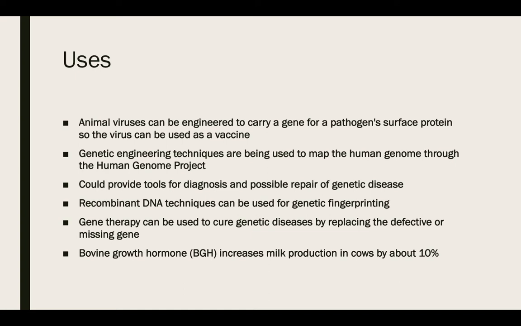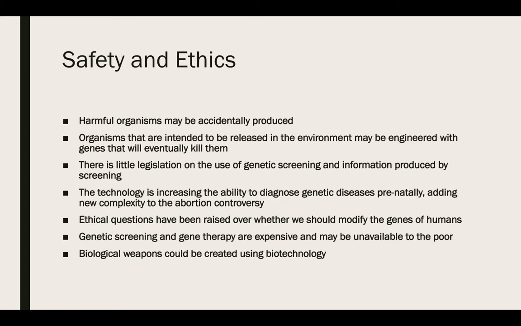Bovine growth hormone doesn't get used much anymore, but it increased milk production in cows by about 10%. There are lots of questions out there with safety and ethics. We probably all remember Dolly the sheep and how she was cloned, and nobody liked it because then they were going to be cloning humans, and it was going to be awful, and so on and so forth. Organisms that are intended to be released into the environment may be endangered. So we could take organisms that have been endangered and we could clone them. We're not talking about Jurassic Park, for the record here.